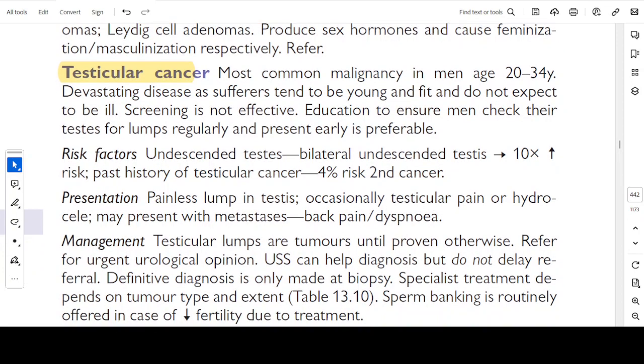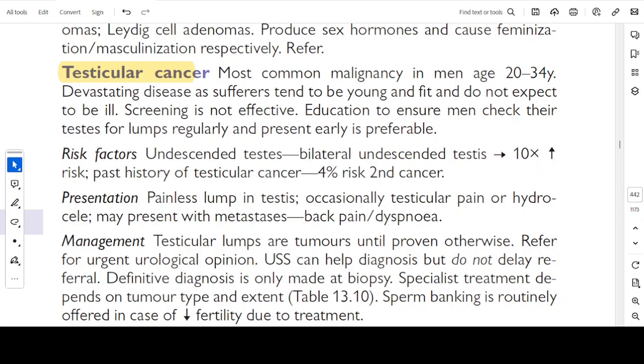Most common malignancy in men aged 20 to 34 years. Devastating disease as sufferers tend to be young and fit and do not expect to be ill. Screening is not effective. Education to ensure men check their testes for lumps regularly and present as early is preferable.